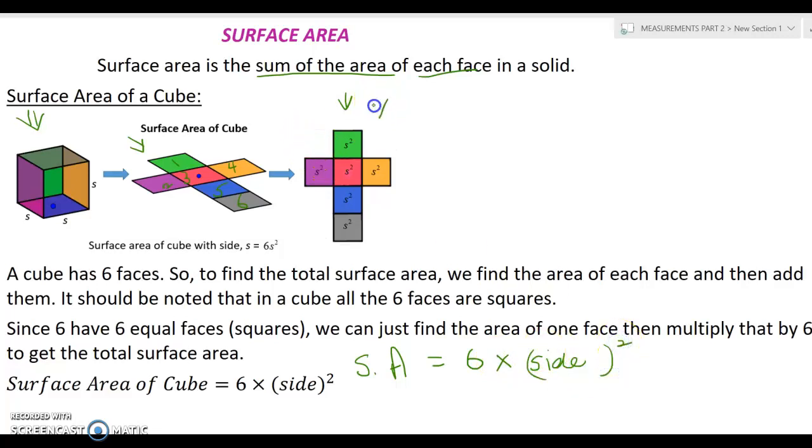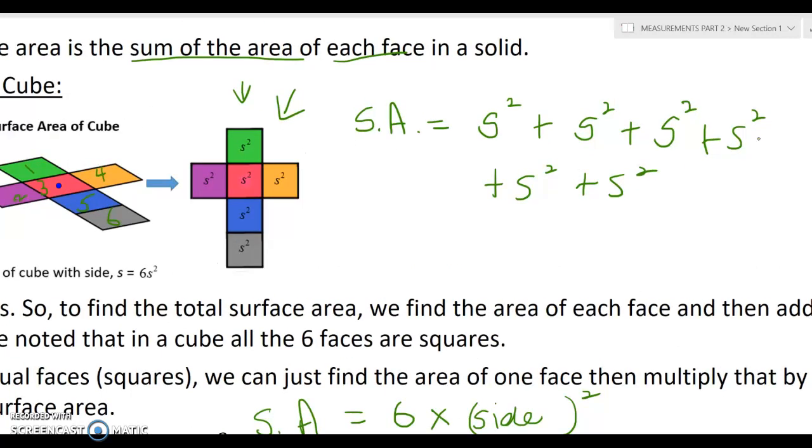Now in this diagram with the net, you'll see there's s squared on each face. It basically means side squared plus side squared plus side squared plus side squared plus side squared plus side squared. It's 6 faces, 6 squares, so you just find the area of each one and add them together, right?